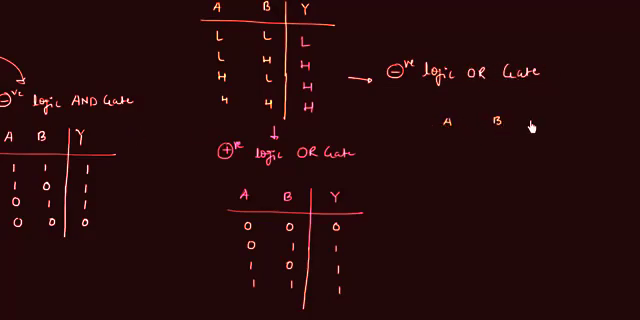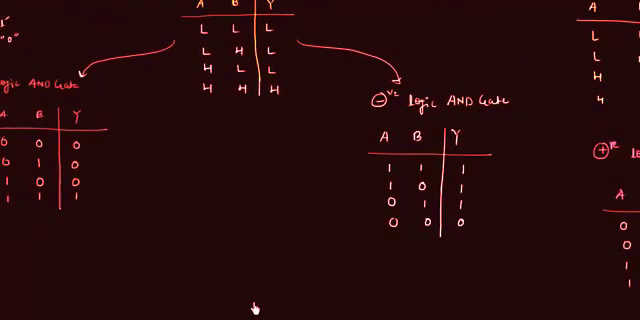A, B, Y. Low is represented by 1. So 1, 1, 1, 1, 0, 0, 0, 1, 0, 0, 0, 0. So this is negative logic OR gate. Now we have 4 tables and we are going to compare them.